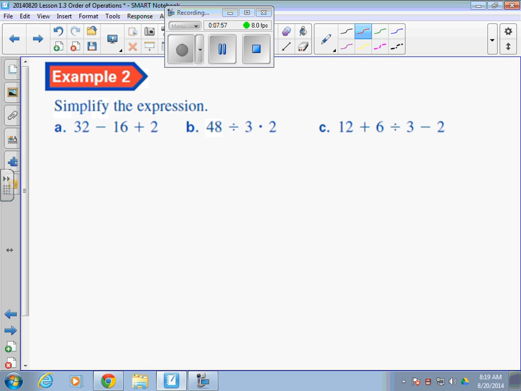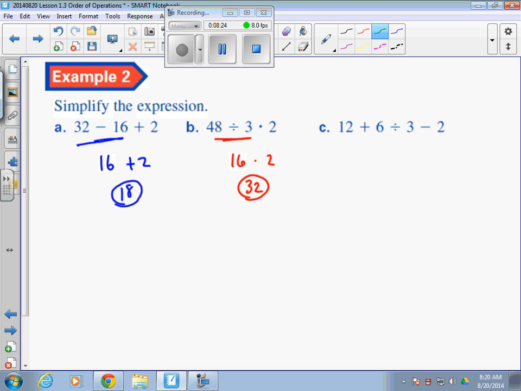Okay, A says 32 minus 16 plus 2. Do not skip over that subtraction to do that addition. You do 32 minus 16 and you get 16 plus 2. And when you put those two together, you get 18. The next one says 48 divided by 3 times 2. You do not skip over the division to do the multiplication. 48 divided by 3 comes first. That's 16 times 2 is 32.